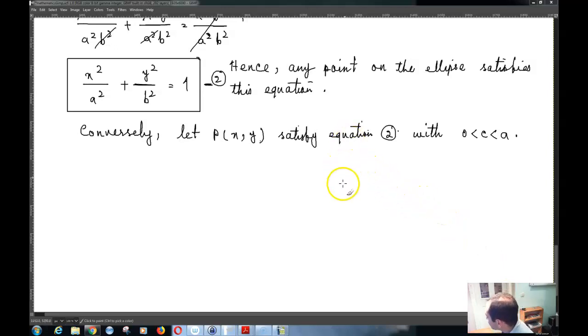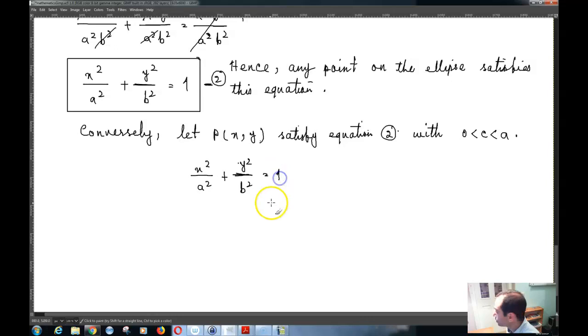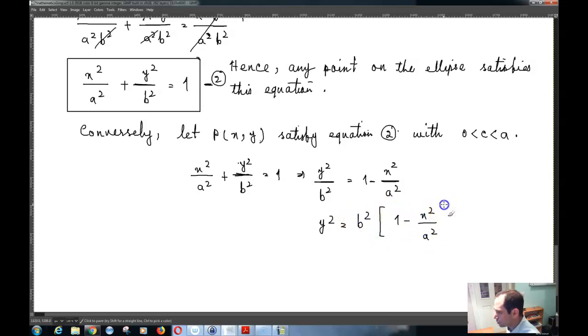So now, if this point satisfies this equation, then the equation is x squared by a squared plus y squared by b squared is equal to 1. And so I can write y squared by b squared is equal to 1 minus x squared by a squared. And I can write this as y squared is equal to b squared times 1 minus x squared by a squared. So that's what I can write over here.